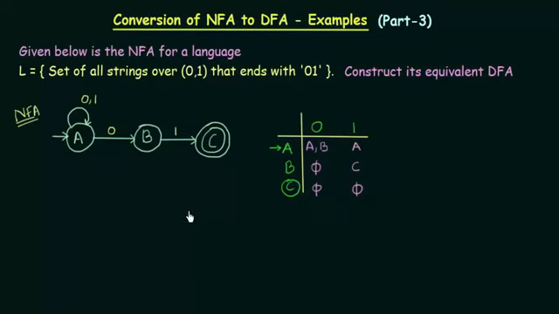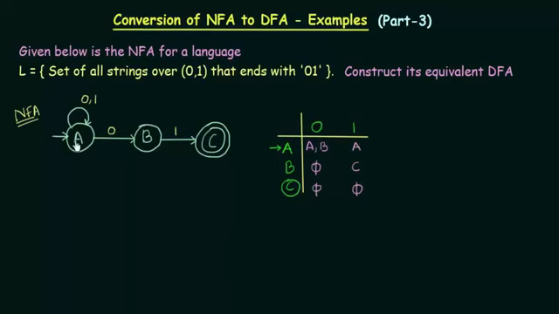Hello everyone. In this lecture we will be converting another NFA to a DFA. Given below is the NFA for a language L, which is the set of all strings over 0 and 1 that ends with 01. We have to construct its equivalent DFA. Here we see the transition diagram for this NFA, and here we have the transition table.